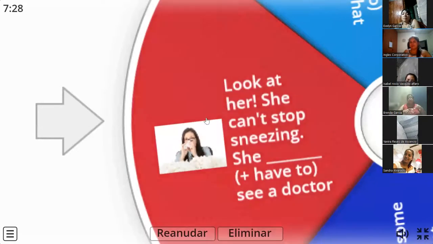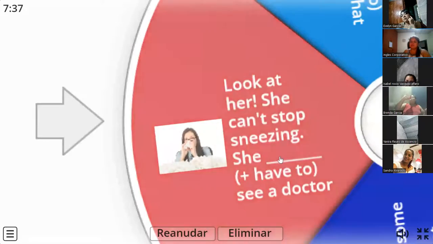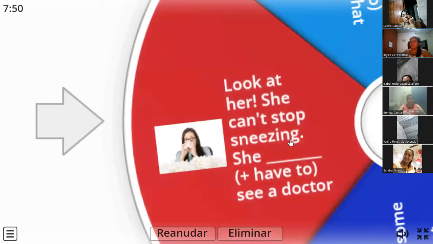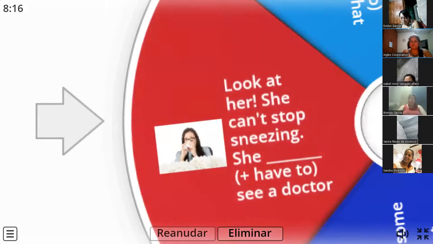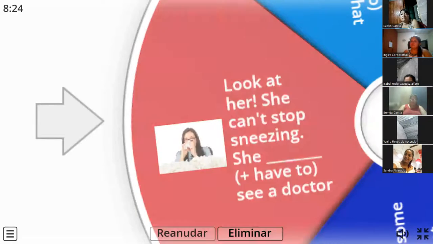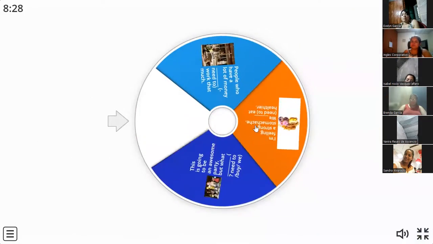Look at her. Mira a ella. She can't stop sneezing. She has to see a doctor. Okay. Do you know what is sneezing? Estornudar. That is sneezing, okay? Sneezing es estornudar. Okay. The same.